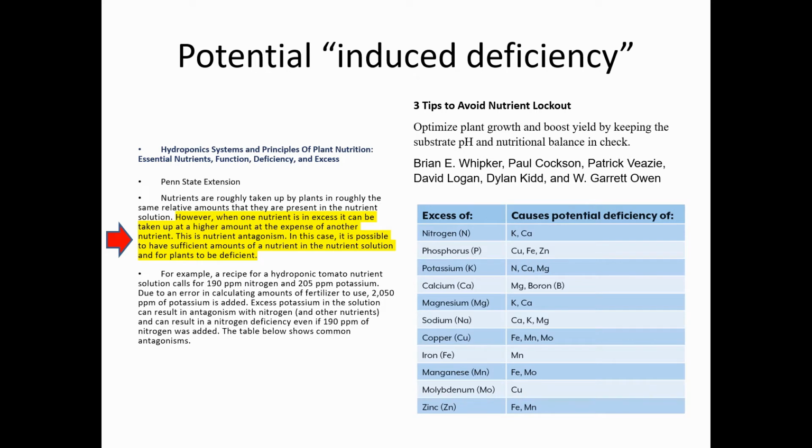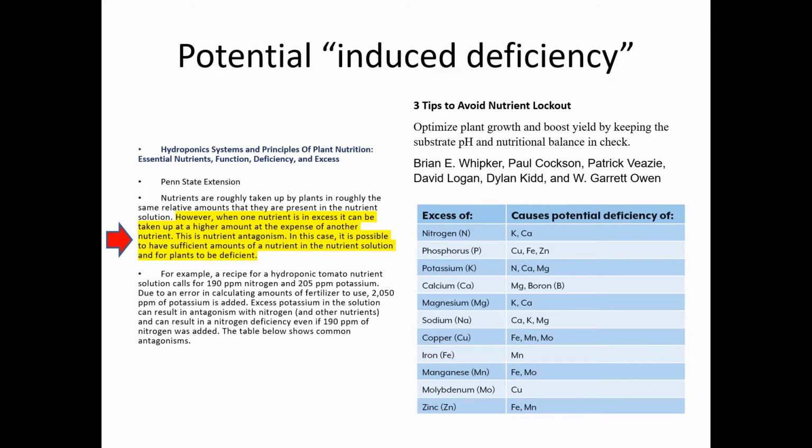When we look at this whole concept of induced deficiency, here's an excerpt from an article from a Penn State Extension Service bulletin. The important part here is that when one nutrient is in excess, it can be taken up at a higher amount at the expense of another nutrient. This is nutrient antagonism. In this case, it is possible to have sufficient amounts of a nutrient in the nutrient solution and for the plants to be deficient. On the right, we can see another chart from Brian Whipker and his crew looking at what this might mean to us as growers.